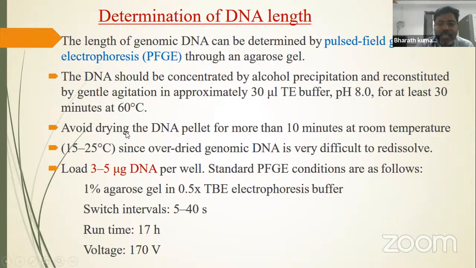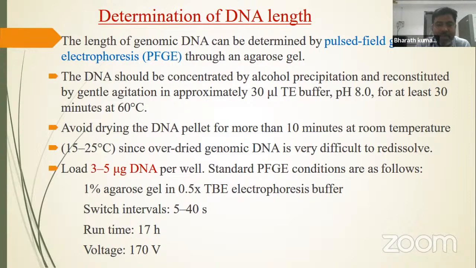Avoid drying the DNA pellet for more than 10 minutes at room temperature, 15 to 25 degrees centigrade, since over-dried genomic DNA is very difficult to dissolve. Then load 3 to 5 micrograms of DNA per well and start the pulsed field gel electrophoresis under the following conditions. What is the agarose concentration? We use a 1% agarose gel and 0.5x TBE buffer, that is Tris borate EDTA buffer. The switch intervals are 5 to 40 seconds, the runtime is 17 hours, and the voltage is 170 volts.